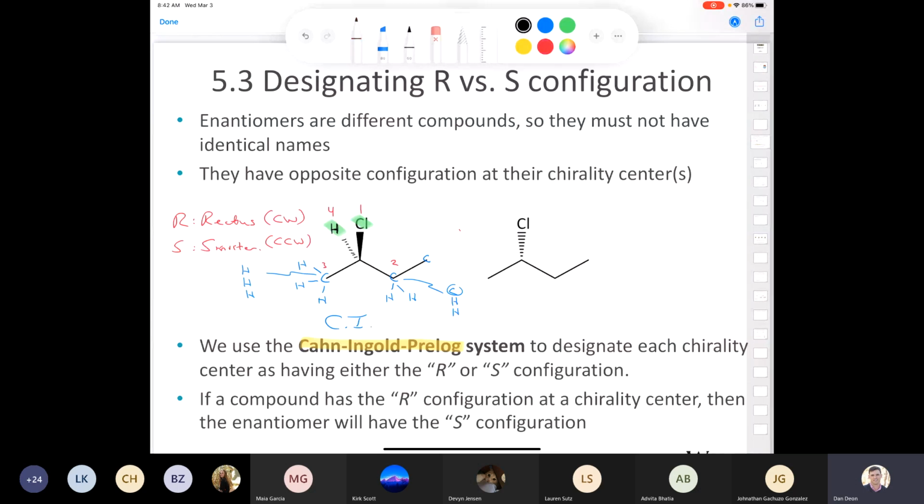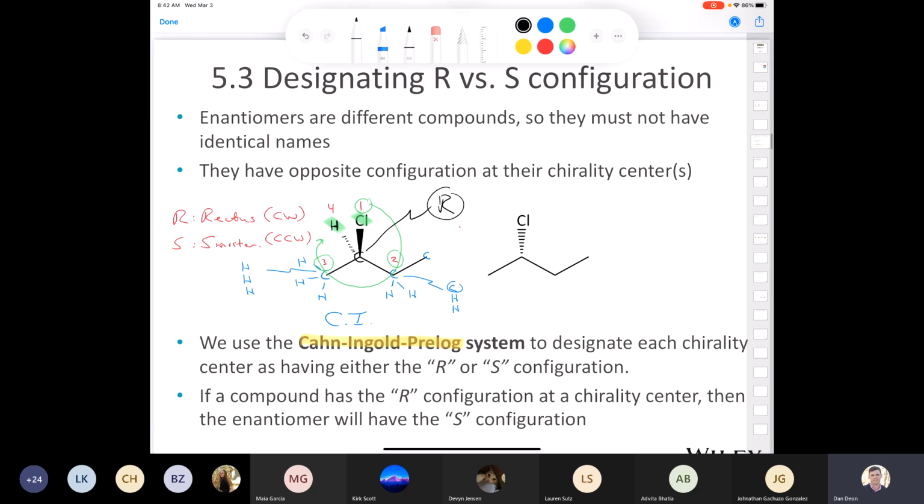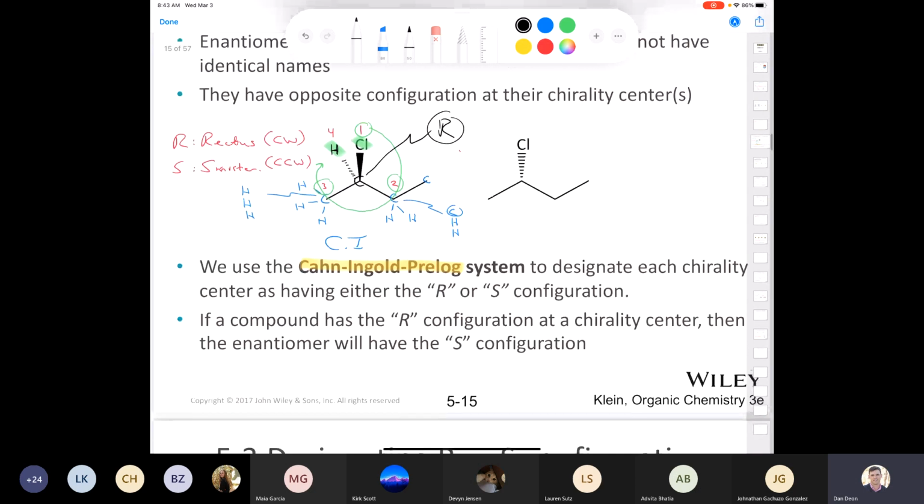Here's my chiral carbon. I'm going to do the dance going around the chiral carbon. I'm going to start on the first priority, then go to the second priority, then go to the third. So look, I'm going around the chiral carbon. Which direction am I going? Am I going clockwise or counterclockwise? I am going clockwise, and so this carbon is R, because I told you that having a clockwise configuration is R.